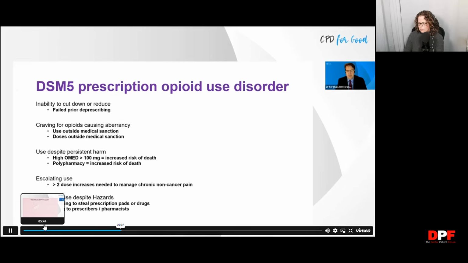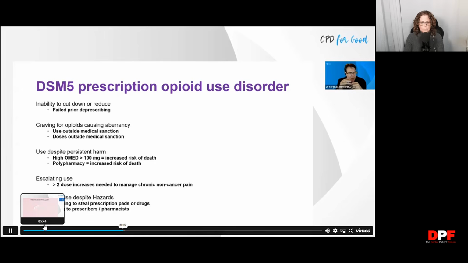Now, if you remember that a high OMED of more than 100 milligrams a day puts people at an elevated risk of death by over a factor of 10. And this is also compounded when you consider the risk of death associated with polypharmacy. So therefore, you've got that risk of harm, and you've got persistent opioid use, albeit for my pain, despite that risk of harm. Then we have escalating use. So, you need a history of doses going up. And I would argue that really, if you're having to do more than 2 dose escalations to treat uncontrolled pain, you're really then talking about something other than just pure pain management. And therefore, that's introducing the concept of a substance use disorder.